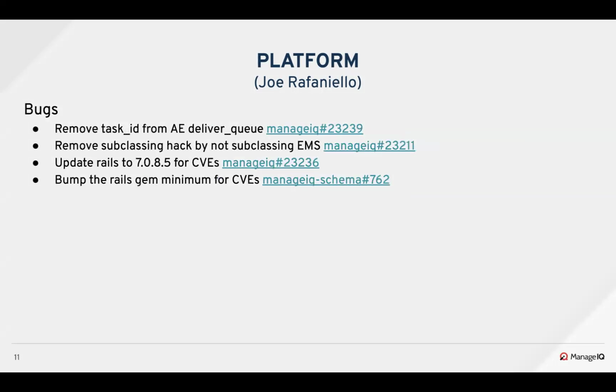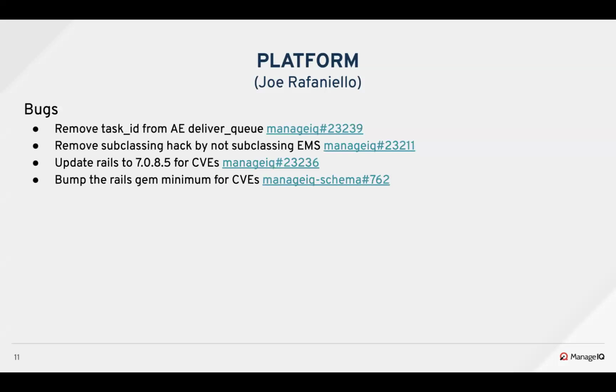Next slide. For platform bugs this sprint, Nasser removed task ID from the automation engine deliver queue so that queue messages associated with a task can be run out of order and not be reliant on the prior one completing first. Jason addressed a sporadic test failure in the supports feature mixin spec by not subclassing EMS.